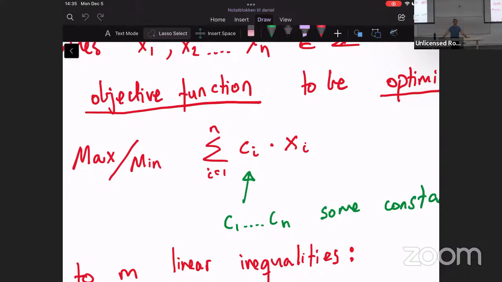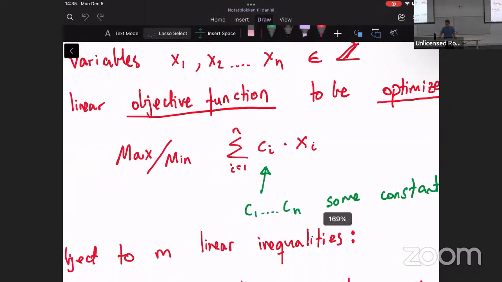Of course, so far, this problem seems very silly, because suppose the coefficient of x1 is positive, you should just set x1 to be something that is as large as possible and not care about anything else, and you got your infinite objective function value.